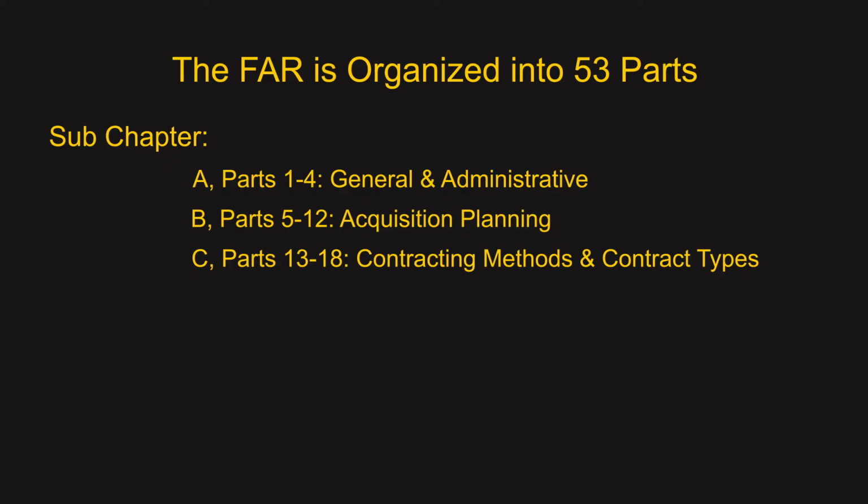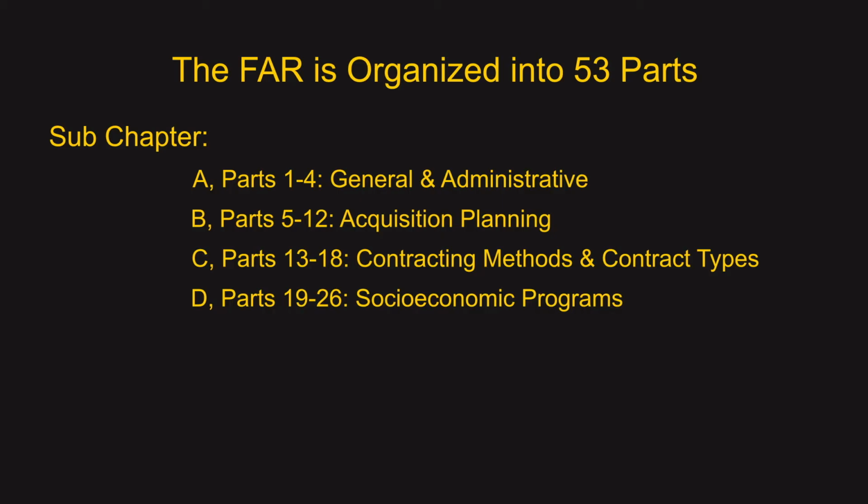Methods range from things like the simplified acquisition method, for example, using a procurement card, to more complicated methods like sealed bidding and contracting by negotiation. Contract types is everything from fixed price to cost reimbursement or cost reimbursement plus fixed fee contracts.